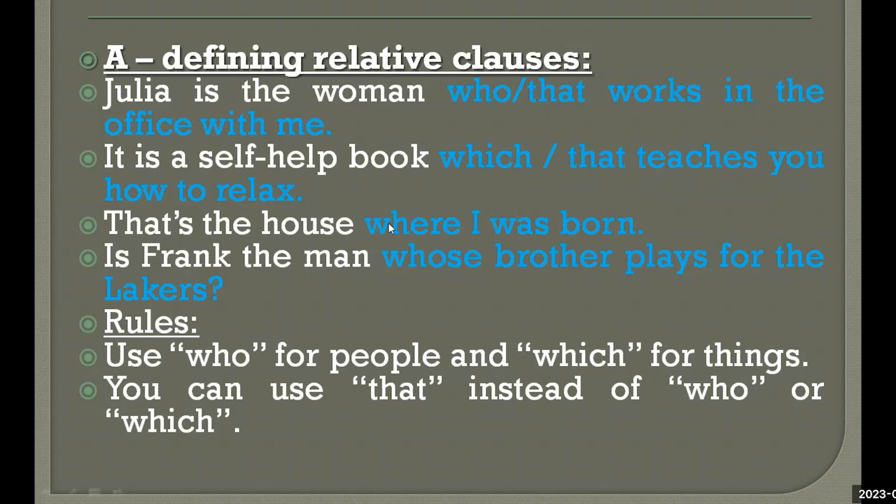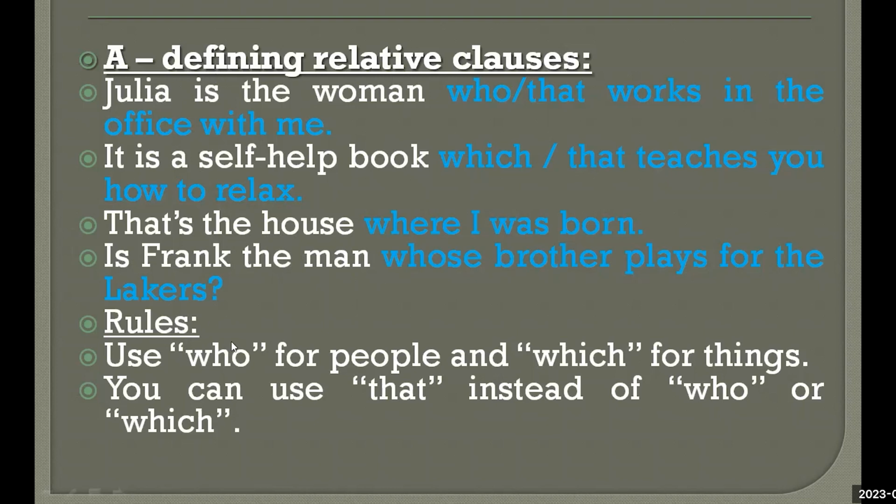That's the house where I was born. Again, you need this extra information. It cannot be removed from the sentence. You cannot say, that's the house, and then stop. It doesn't make any sense. Is Frank the man whose brother plays for the Lakers? You need this part. You cannot stop at this word here. Is Frank the man? You can't stop at this. So all of these are examples of defining relative clauses.